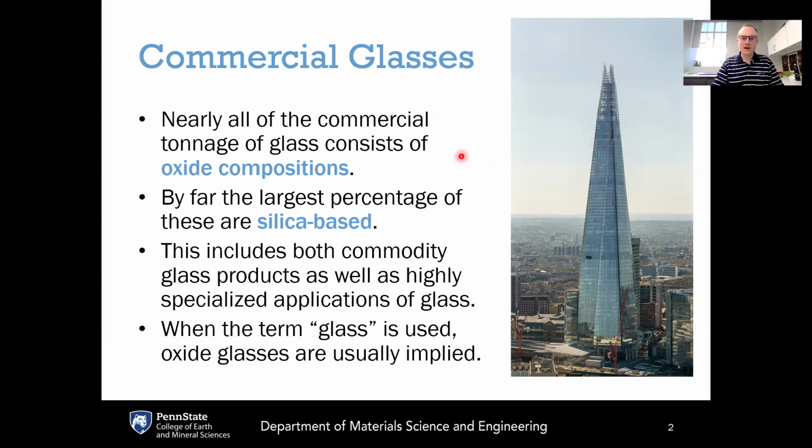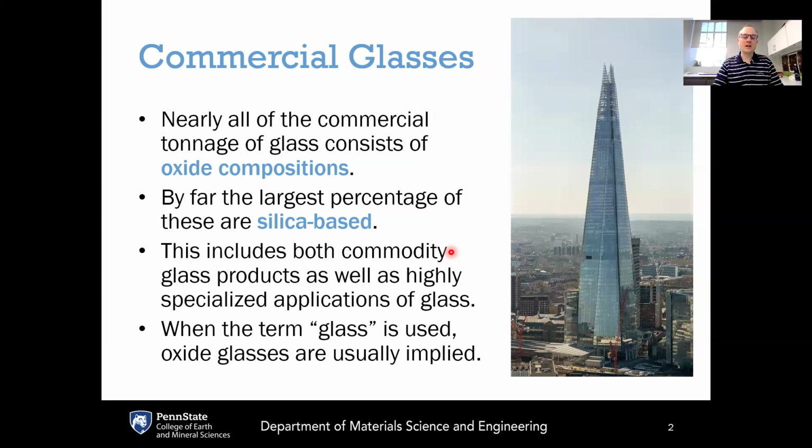But the reason I bring this up is that when it comes to commercial glasses, as we saw last time, nearly all of the commercial tonnage of glass consists of oxide glasses. That is, glasses that have oxygen as the anion in the composition. And of those, by far the largest percentage of these oxide glasses are silica-based glasses. These are glasses that have silica, SiO2, as their primary constituents. And this includes both commodity glass products as well as highly specialized applications of glass.